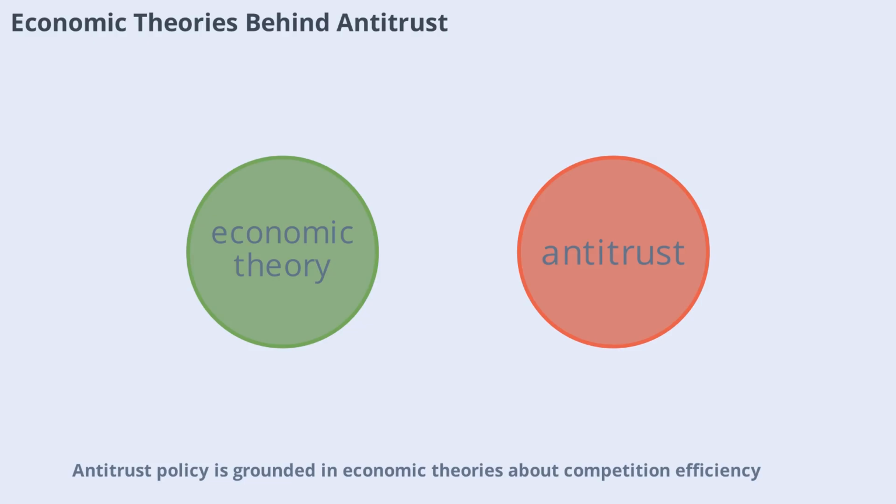Antitrust policy is grounded in economic theories about competition, efficiency, and welfare. Economists analyze market structures, firm behavior, and consumer outcomes to guide policy decisions. These theories help regulators design effective rules and interventions.